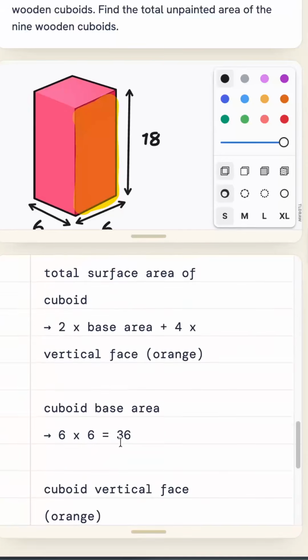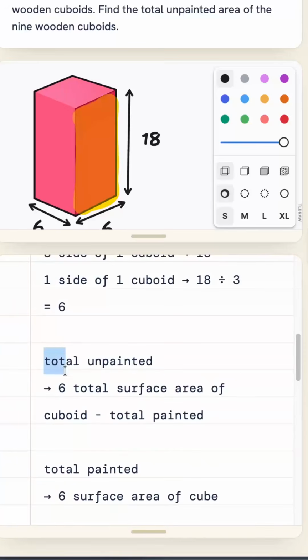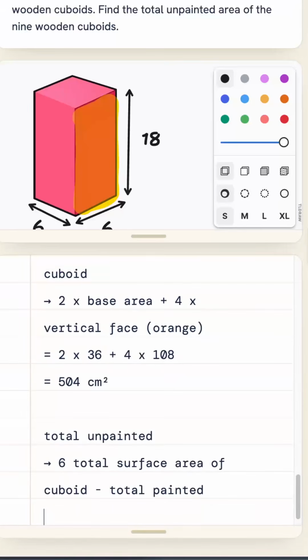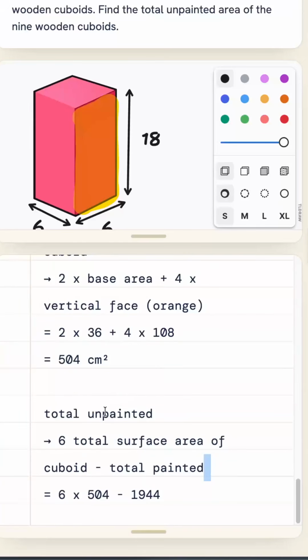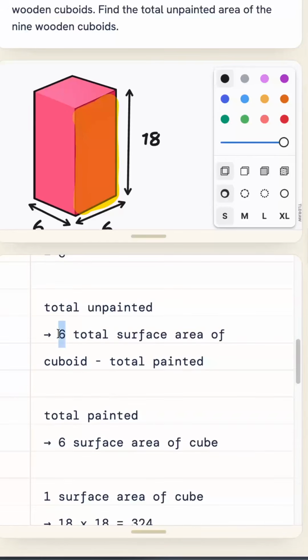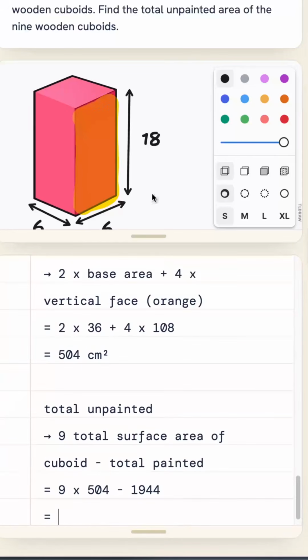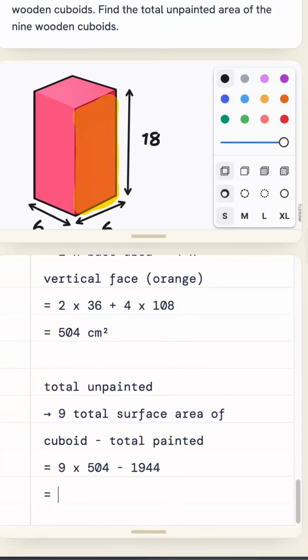So now we actually can get the total unpainted. So that means it's 6 total surface area of cuboid, which is equal to 6 times 504 minus total painted, which is 1944. Sorry, not 6 total, 9 total surface area, because we have 9 cuboids, my bad. And this will be equal to 2592 centimeter square. So there you go. So that's the answer.